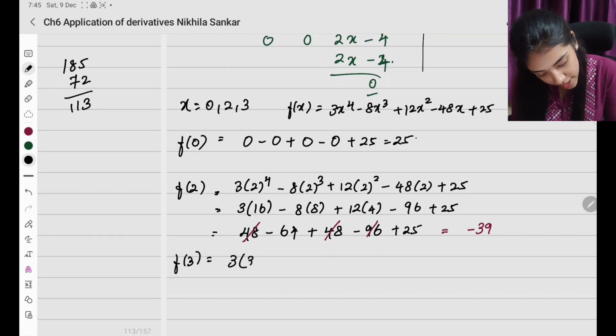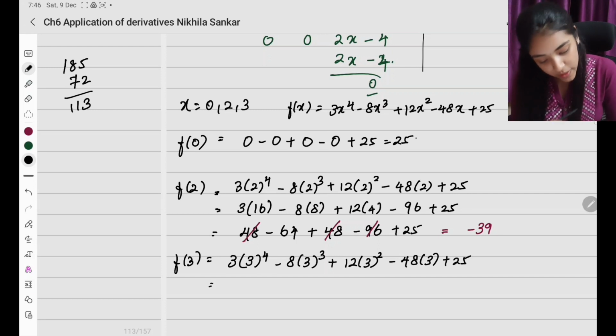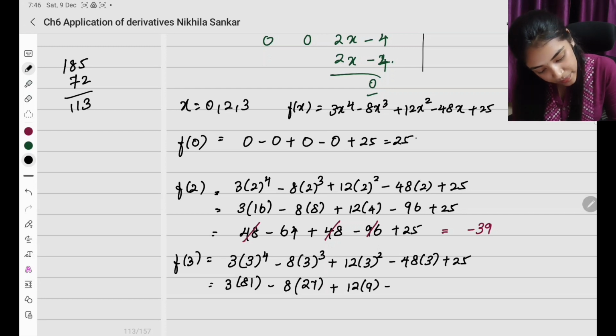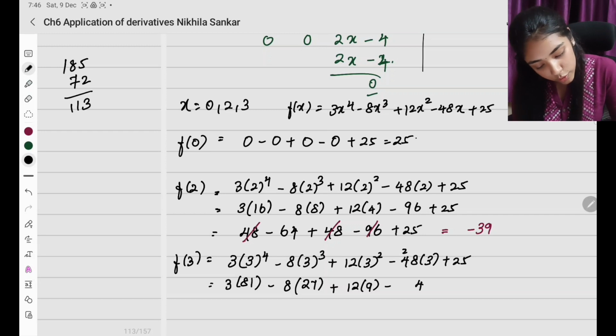When I substitute, 3 times 3 power 4 minus 8 into 3 cube plus 12 into 3 square minus 48 into 3 plus 25. So when I simplify 3 power 4, 3 3s are 9, 9 9s are 81. So I have 3 times 81 minus 8 into 3 3s are 9, 9 3s are 27, plus 12 times 9 minus 48 into 3, 8 3s are 24, 4 3s are 12, 13, 14, plus 25.